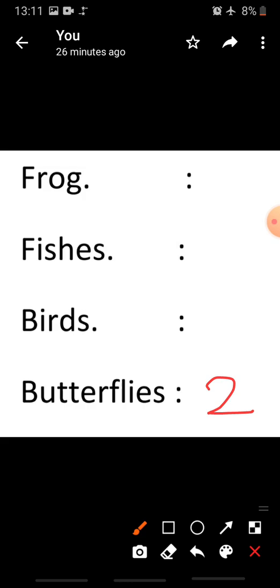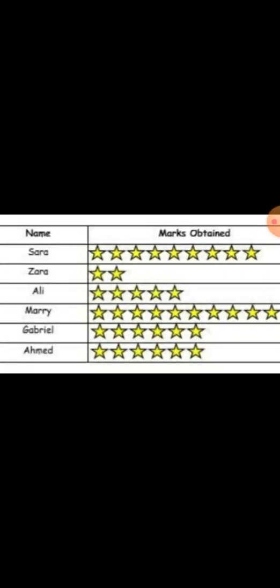So here I give one question for you. See here children, it is a mock statement. One mock statement given for you. So 1, 2, 3, 4, 5, 6. 6 children mock statement is given for you, okay. That is, out of 10 we have to give marks. Each star represents 1 mark, okay children.